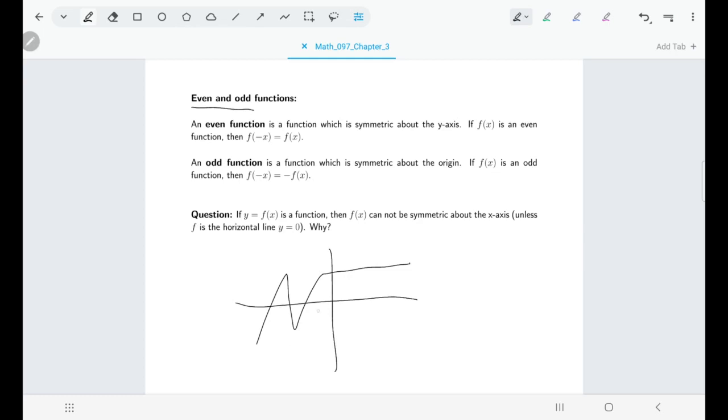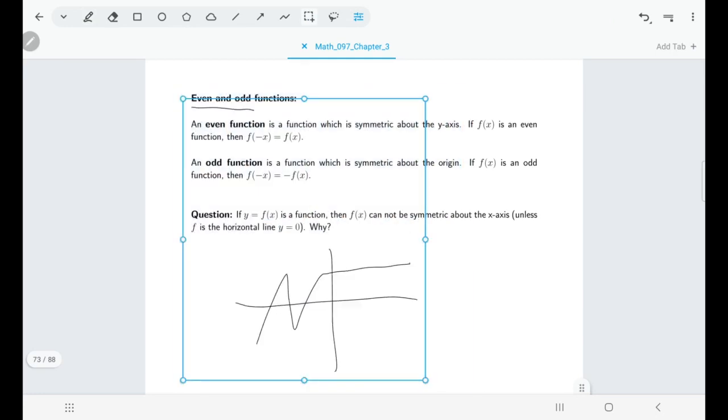It's also not symmetric about the origin, so it's also not an odd function. This is a graph that has neither kind of symmetry, and that's the typical one that we'll be seeing for most functions. They won't have either kind of symmetry.